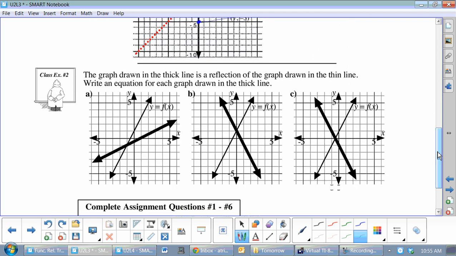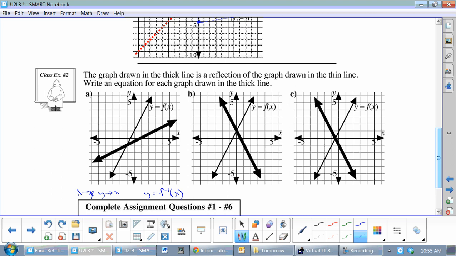Now, this one here, the original is the thin line, the thick line is the after. What was the replacement? Okay, let's get through these quick, guys. Yell it out. What's the replacement on that one? Yeah, x to y and y to x. So the equation would be y equals f of negative 1 x.